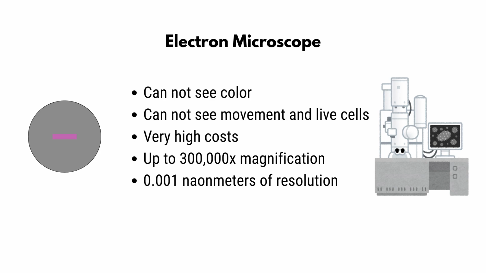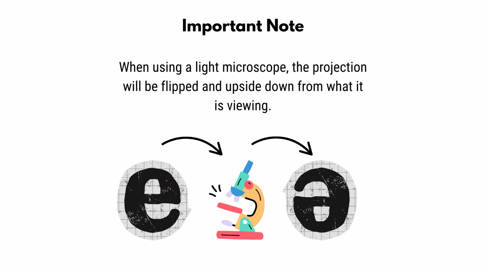Now the features of the electron microscope are that it cannot see color, it cannot see movement and live cells, and they have very high costs, all of which are disadvantages. However, the advantage of electron microscopes is that they have around 300,000 times magnification and around 0.001 nanometers of resolution. Now, an important note when using microscopes, especially a light microscope, is that the projection will be flipped and upside down from what it is viewing. So for example, this letter E here will look like that under a light microscope.